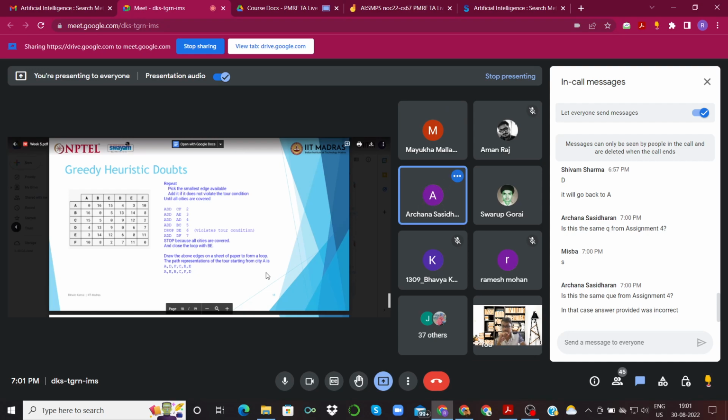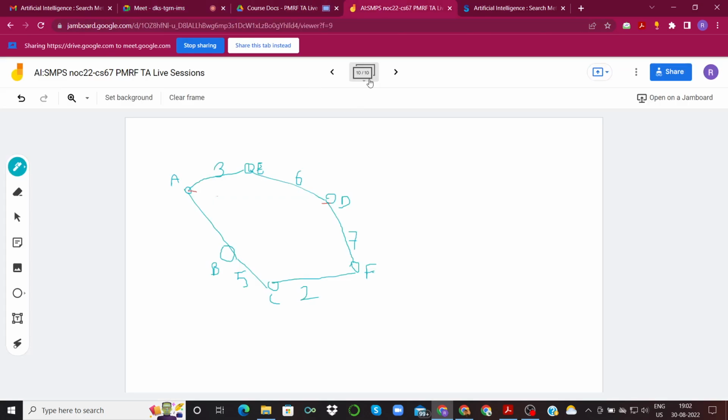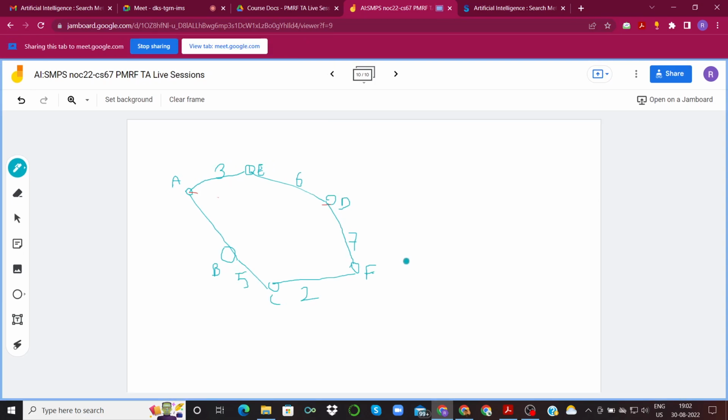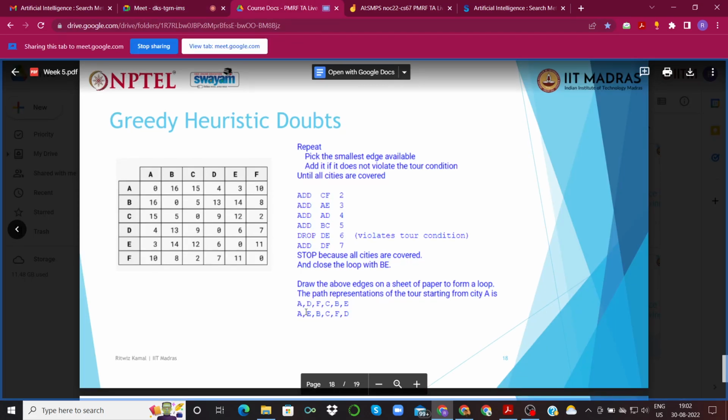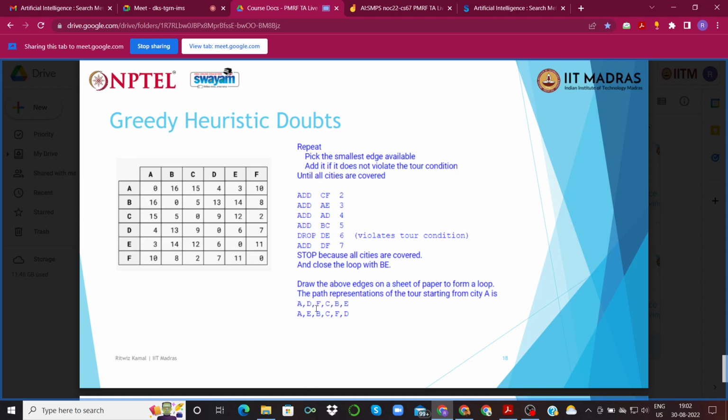AEBCFT. Can you just go back to the path representation which you were showing? Sure. So AEDFCB, right? Yeah. Yep. But on the previous slide it is different. You mentioned it differently in both cases, I think. The map and here. AEBCFT. Okay, I get it.